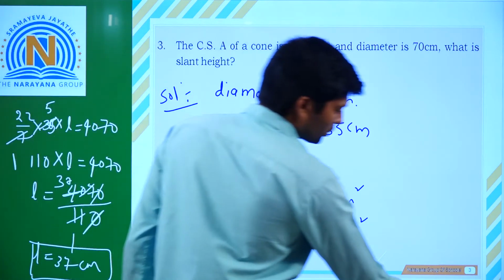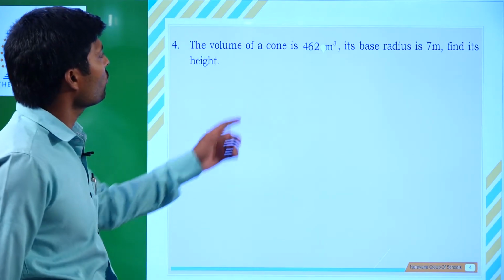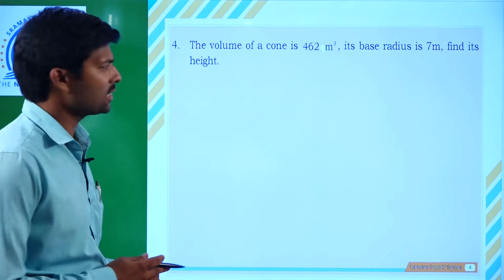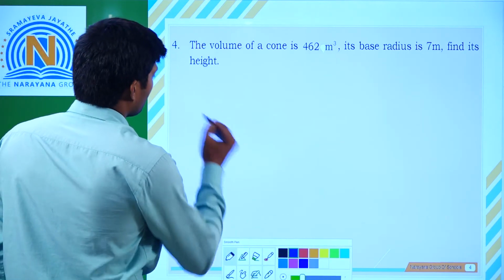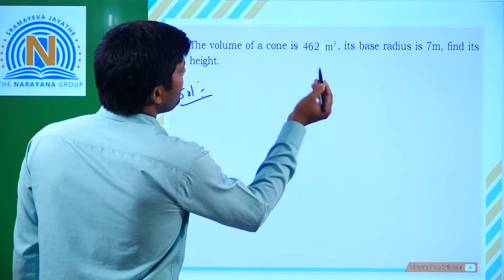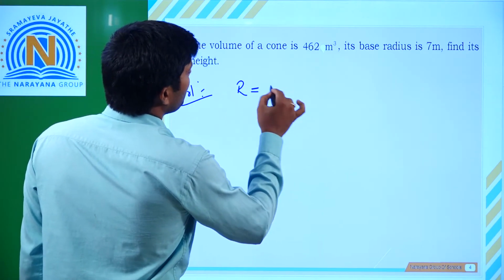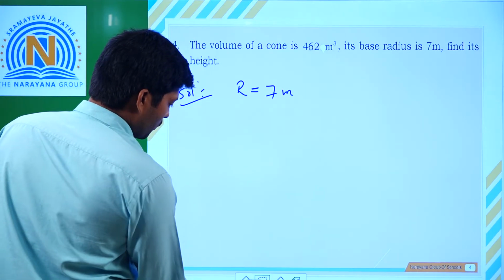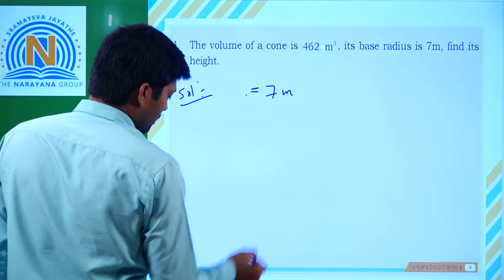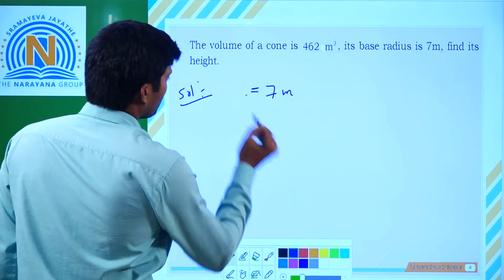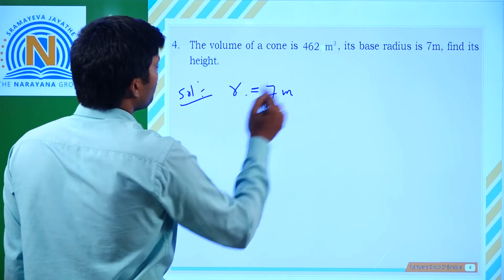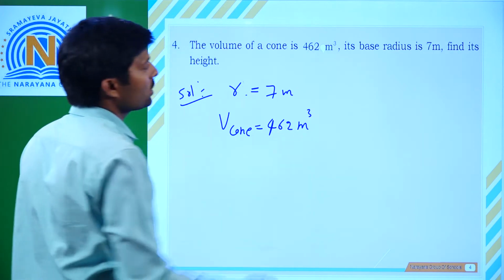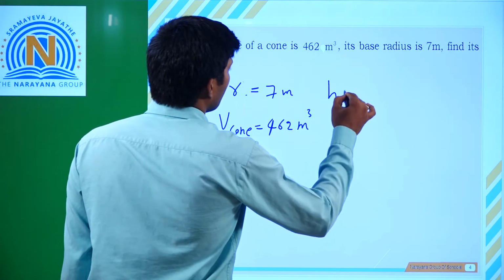So let's go for the fourth question. The volume of a cone is 462 meter cube. Its base radius is 7 meters. Find its height. Yes. So given that, the base radius, that is R, is equal to how much is given? That is 7 meters. R is equal to 7 meters. Yes, we can take it as small r. Yes, small r is equal to 7 meters. What is the volume of the cone? The volume of the cone is given as 462 meter cube. We need to find what is the height. H is equal to how much?